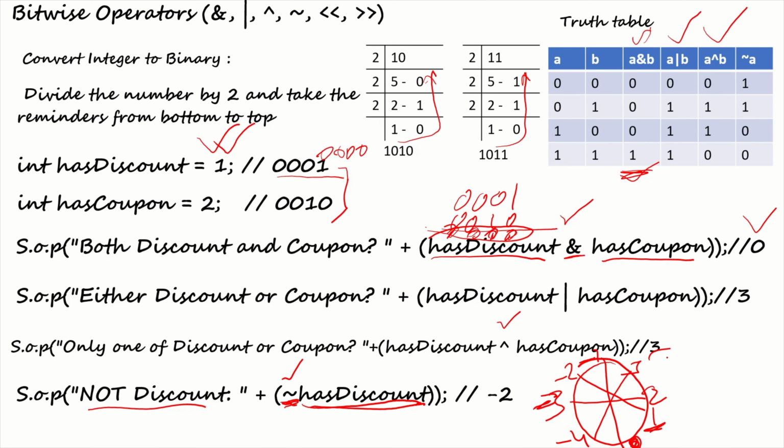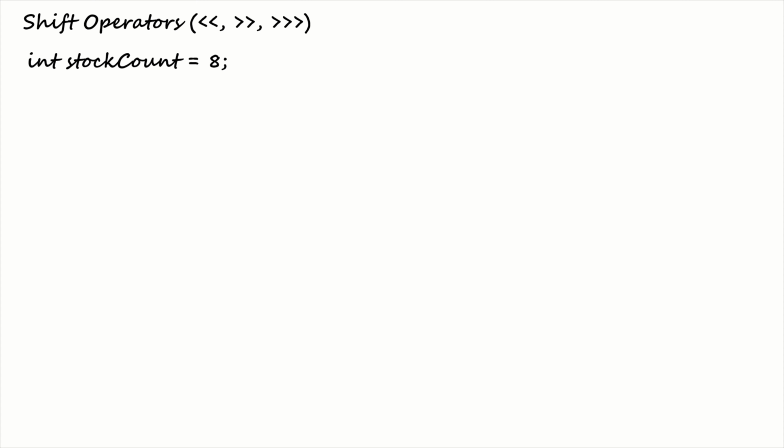Okay. Now the next one, we have a left shift operator and right shift operator. So as I mentioned, these are good for multiplying or dividing by powers of 2. So if you have those kind of operations, you can use these operators. Example, I have something like a stock count equal to 8. Now I want to double this stock count. So instead of stock count times 2, I will use stock count left shift by 1. I'll get 16. The performance is very good.